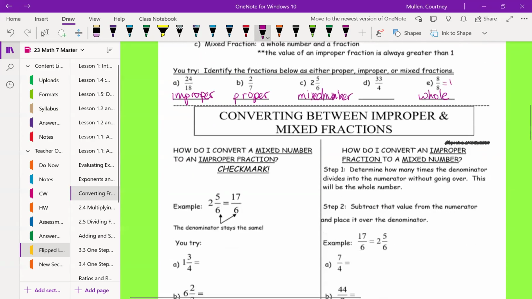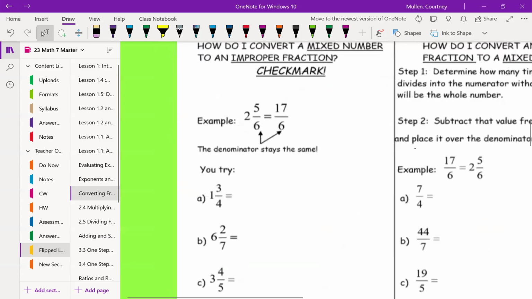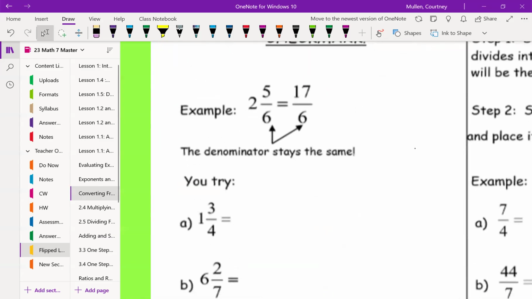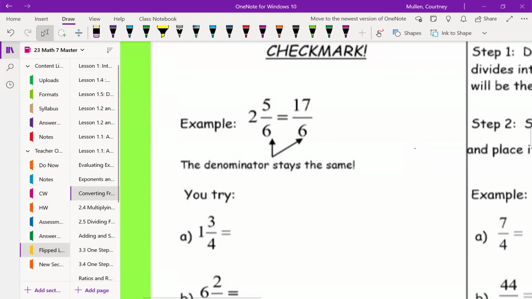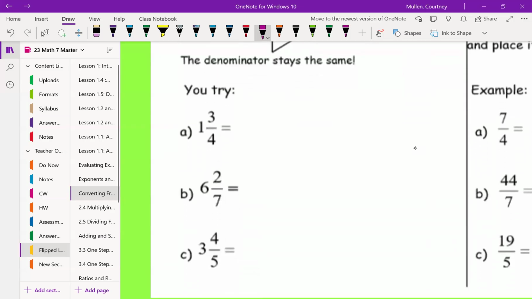All right, let's do some conversions between improper and mixed fractions. On the left here, 2 5/6. To convert it to an improper fraction, we're going to use a strategy called checkmark. Checkmark means this: multiply the whole number times the denominator, and then add the numerator. So 2 times 6 is 12, 12 plus 5 is 17, and the denominator stays the same. Let's try a couple. 1 times 4 is 4, plus 3 is 7. So 7/4 would be our improper fraction.